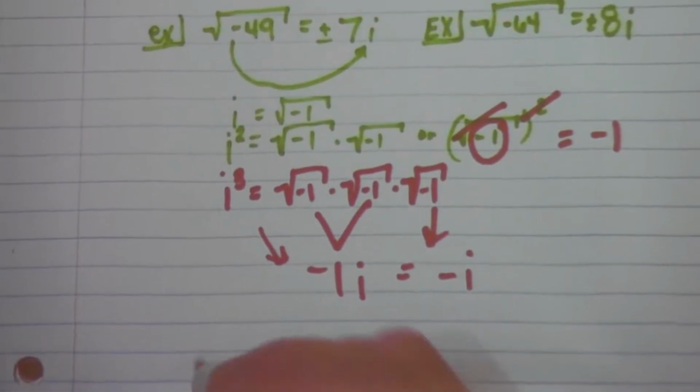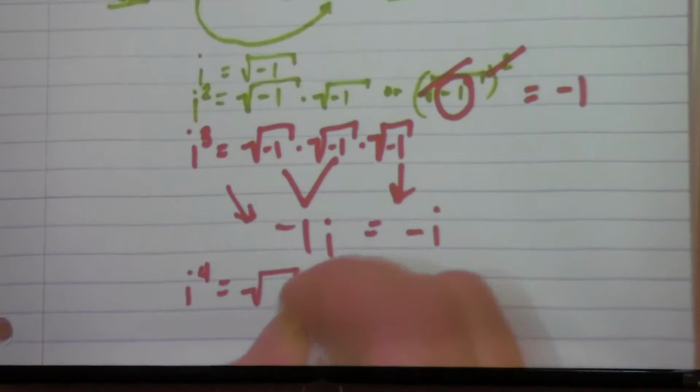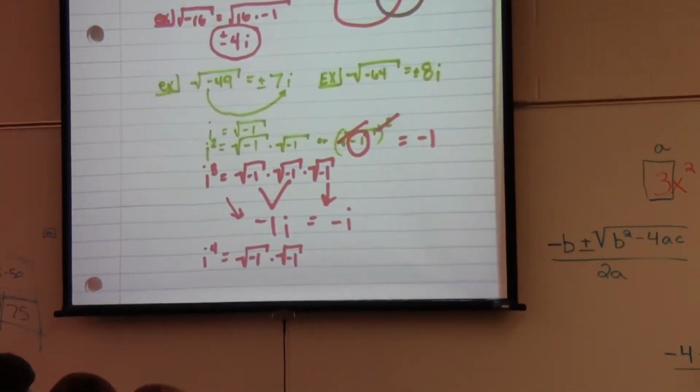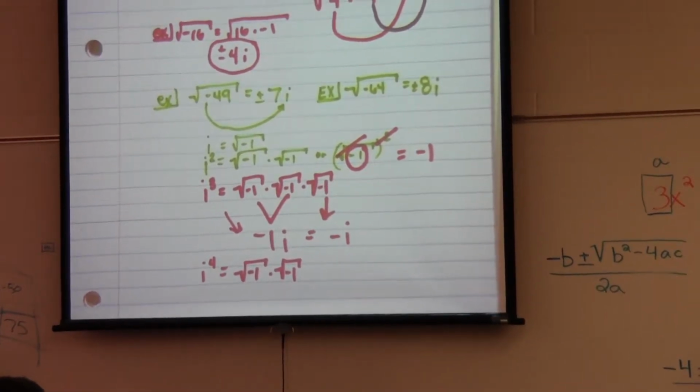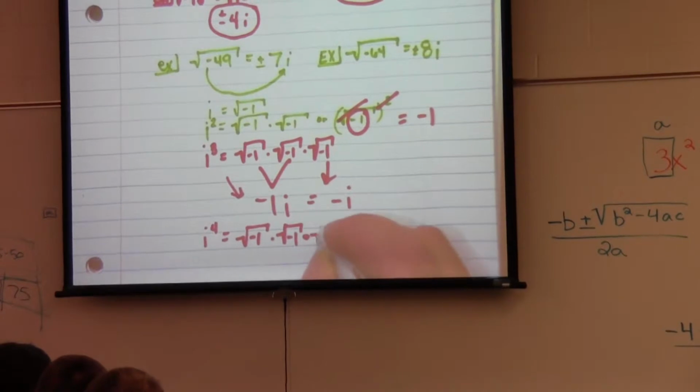Okay? And more importantly, if you didn't want to try to even figure out what we're doing, you could just remember: the square root of negative 1 is i, i squared is negative 1, i to the third is negative i, and i to the fourth then.